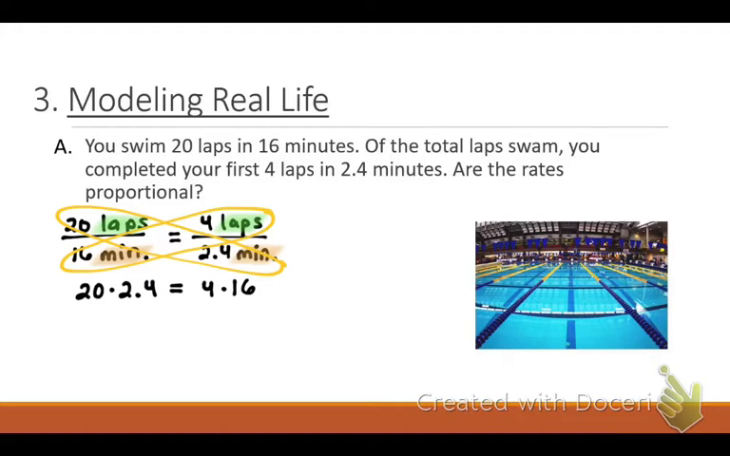So help me out, Jace. What is 20 times 2.4? 48. And Autumn, what is 4 times 16? 64. Class, does 48 equal 64? No. So the answer is no. These are not going to be proportional. Any questions about how to figure out if a rate is proportional or not?